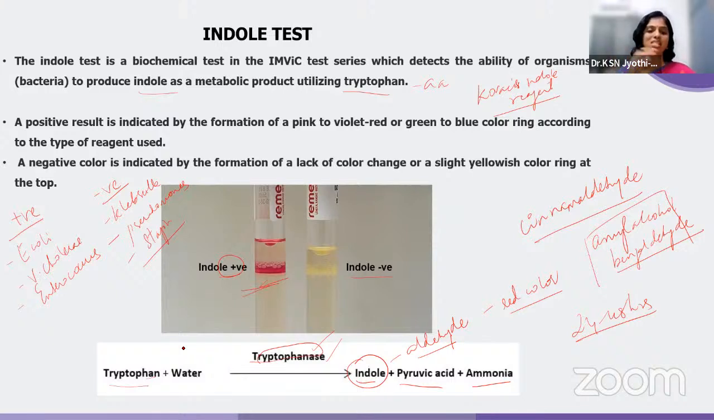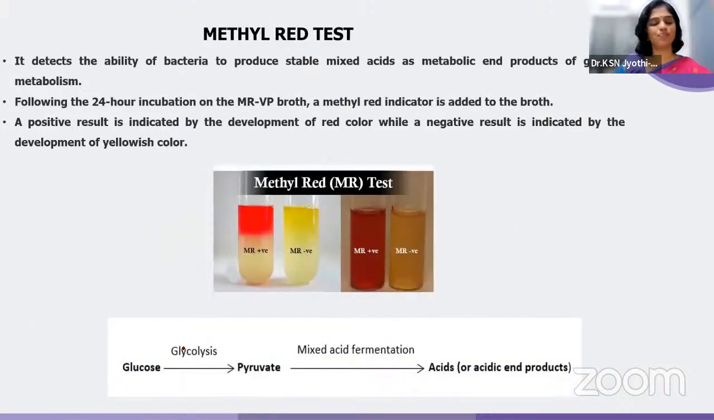Suppose the bacteria has the tryptophanase enzyme, they will convert the tryptophan present in the medium into indole, which can further react with the aldehyde that is also provided in the broth, giving rise to a characteristic color. If they are negative, then you will not see that particular color in the bacteria. Then you have a methyl red test.